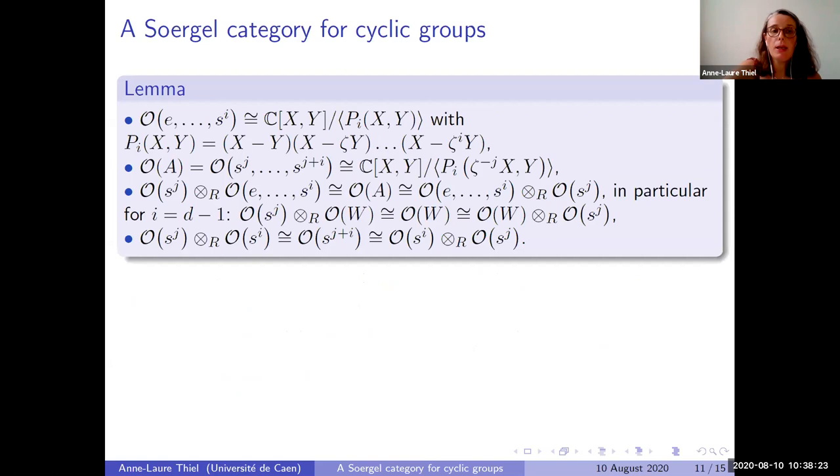So now we want to understand a bit more. We know that O of E_S, we've described it. It's a ring of complex polynomials in 2 variables modulo (x minus y) times (x minus delta y). What if I take a few more powers of s in the support? If I take all the powers of s from 0 to i, I can describe my ring of regular functions. It's a quotient of complex polynomials in 2 variables modulo a polynomial that I call P_i(x,y), which is just the product of (x minus zeta^k y) for k going from 0 to i.